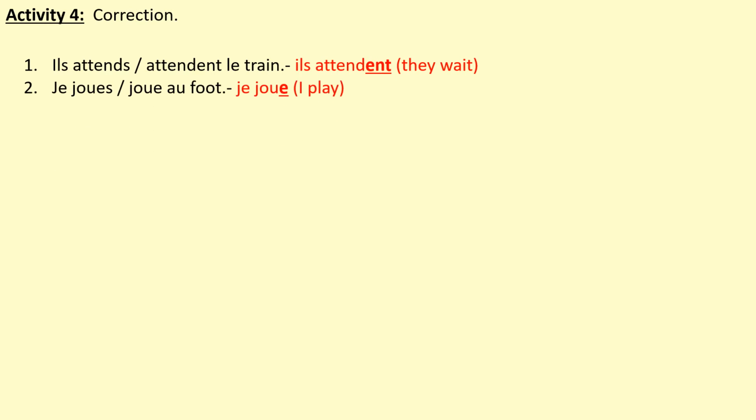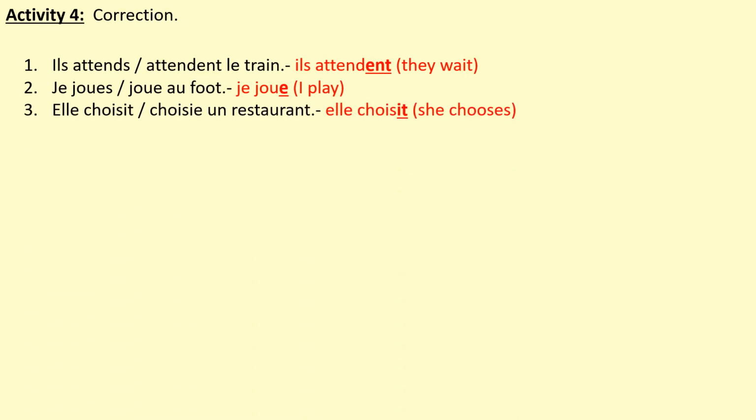Okay, let's see what you came up with. So number 1 was ils attendent, they wait. So we know if it's ils, if it's they, and it's a verb that ends in re, we get rid of the re and we replace it with ent. Je joue au foot, it ends in e. We know that verbs that end in er, if it's I, we replace the er with an e. 3, elle choisit, she chooses. And we know that it's it because we know that the verb ending for she or he or it is, we get rid of the ir and replace with it.